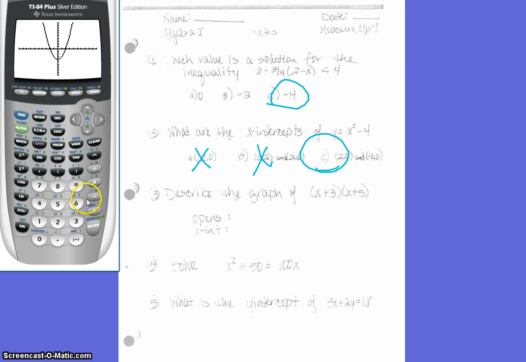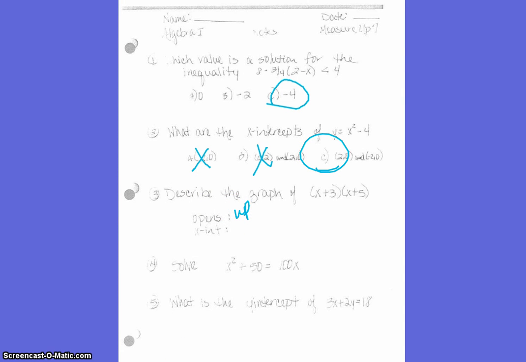Number 3, it wants you to describe the graph (x plus 3)(x plus 5). So you can go to y equal, clear it out, open, x plus 3, close, open, x plus 5. It wants you to describe the graph. So let's just go zoom 6 and look at it. All right, how does it open? Well, if you just look, you notice that it opens up. The open end of your graph is to the top, so it opens up.